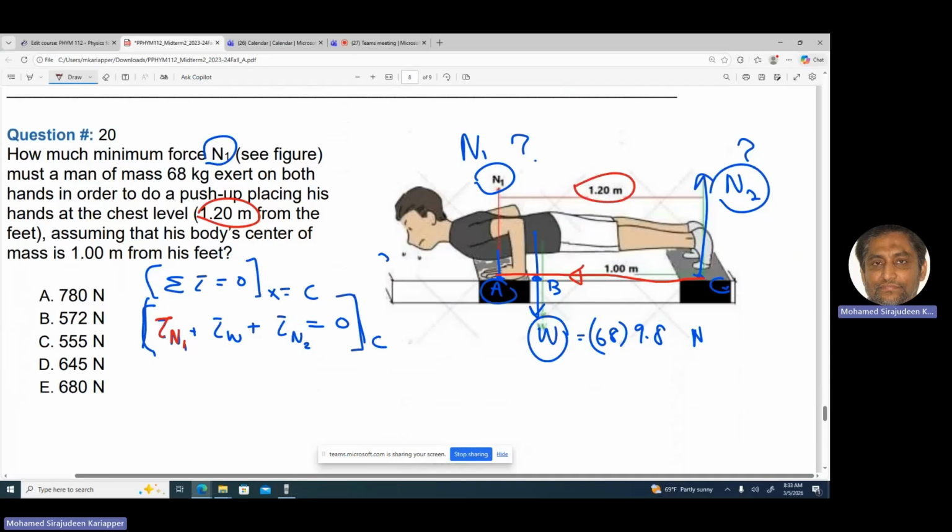So I will get the magnitude first. This is the R multiplied by the perpendicular force. It's already perpendicular. So that is the unknown, N1. This is the magnitude. N1 stands for the magnitude, positive or negative? Positive. No, not positive.